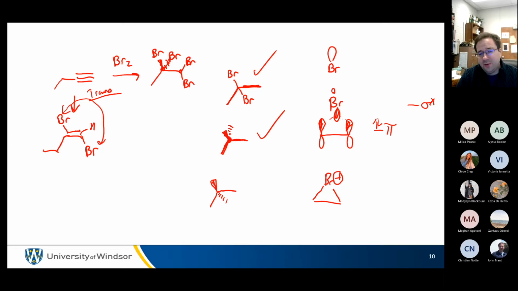No, I think I just forgot to consider the triangle because I was trying to do it really quickly in my head. So I saw Br+, Br-, and then I was confused about why it was trans, like why couldn't it be cis? But now it makes sense with the triangle that it'll come the opposite way.